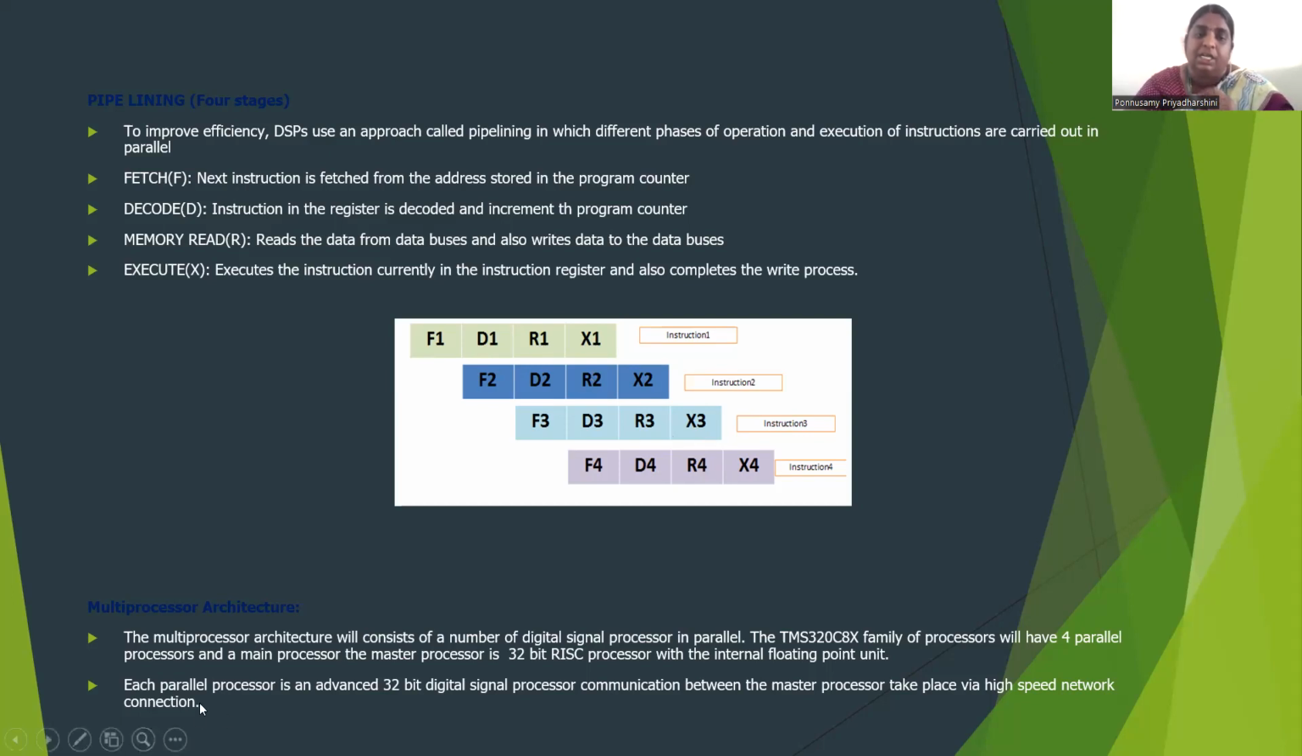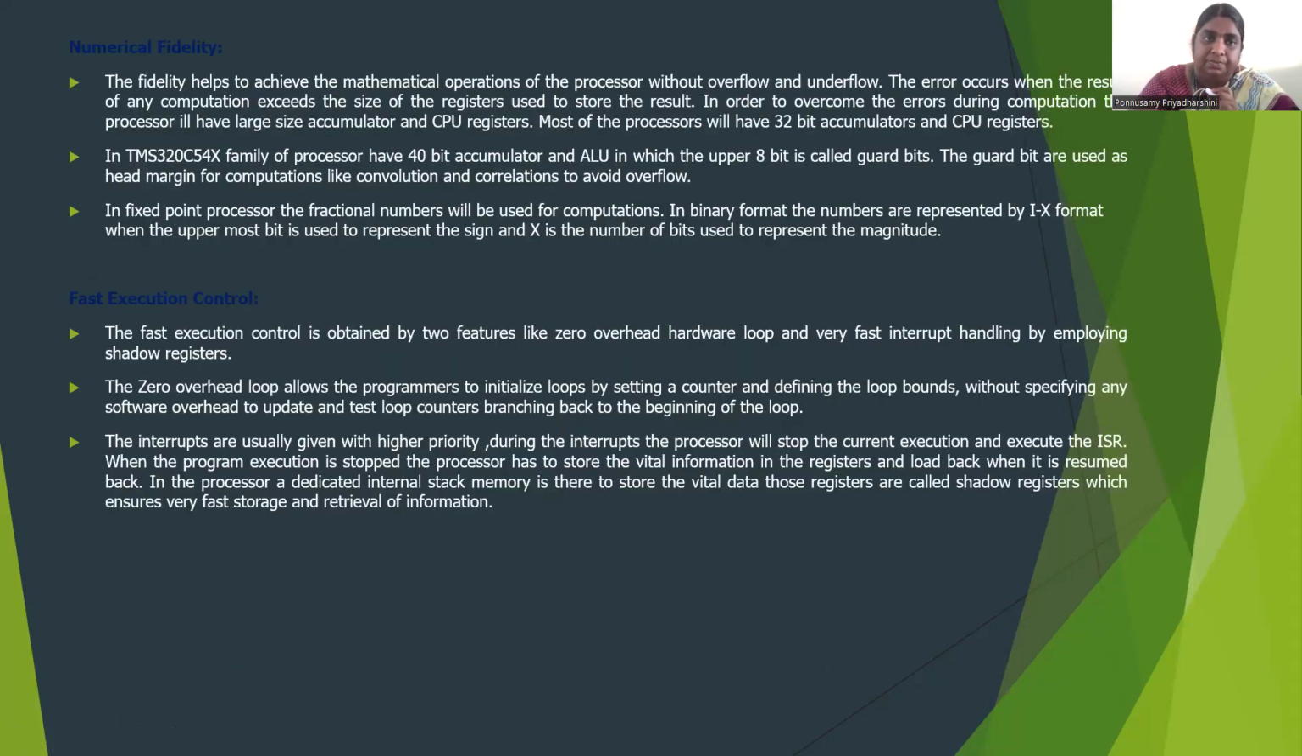The multiprocessor architecture consists of a number of digital signal processors in parallel. We have four parallel processors and a main processor, a master processor, which is a 32-bit RISC processor. Each parallel processor is an advanced 32-bit digital signal processor.